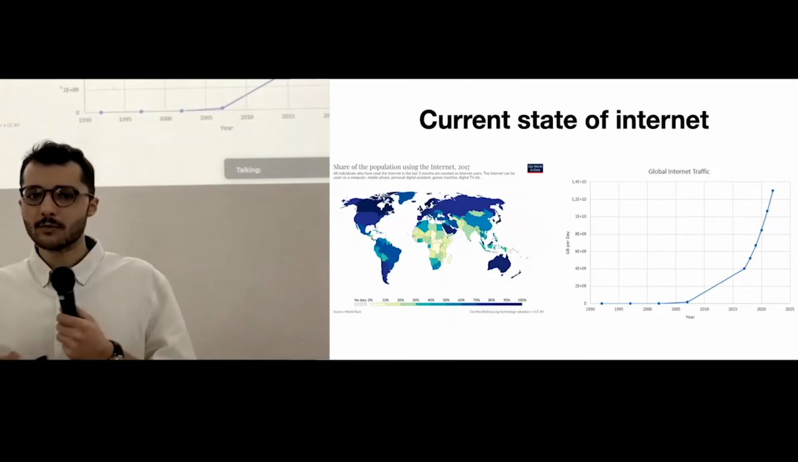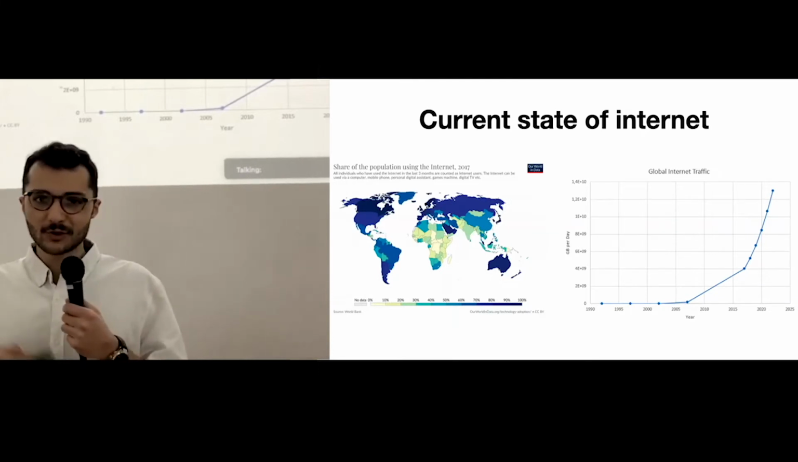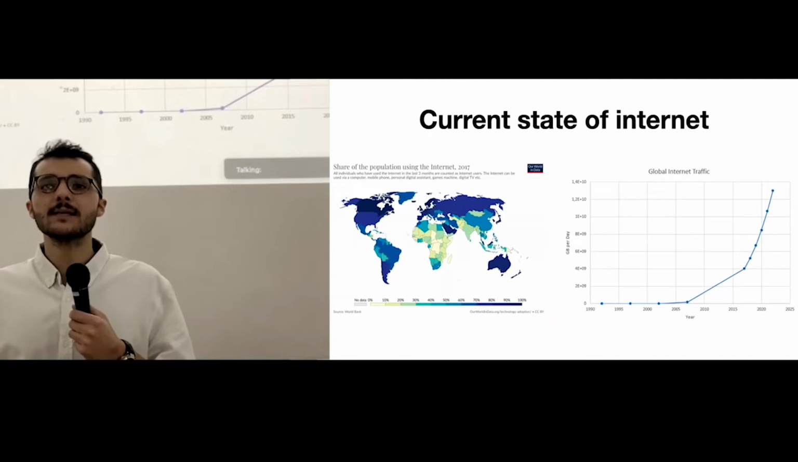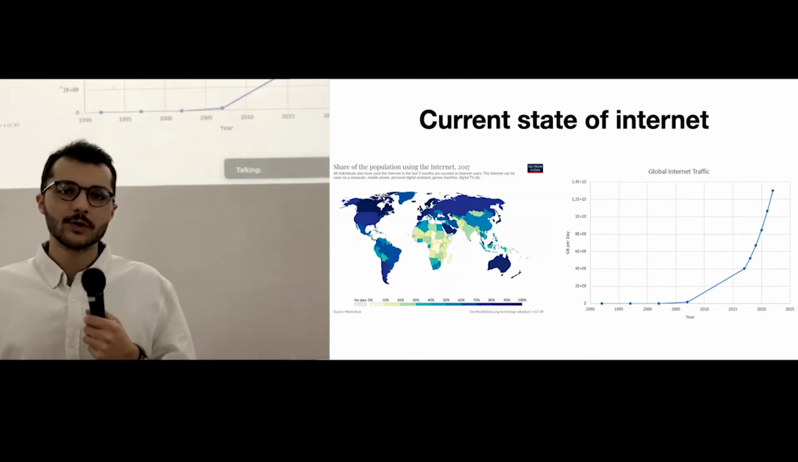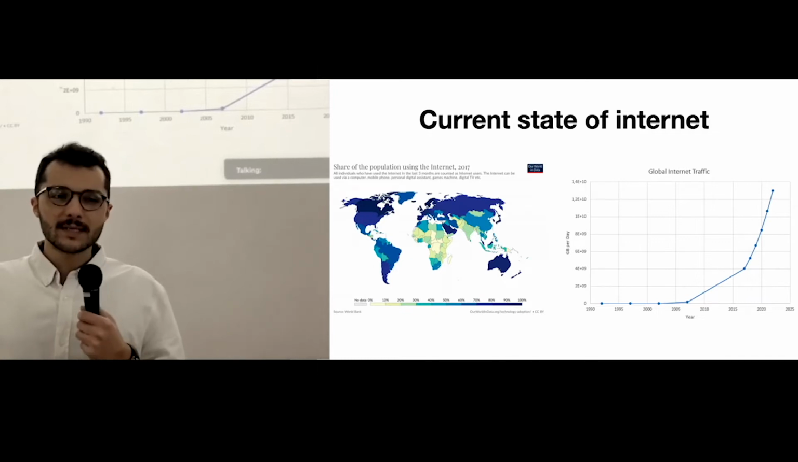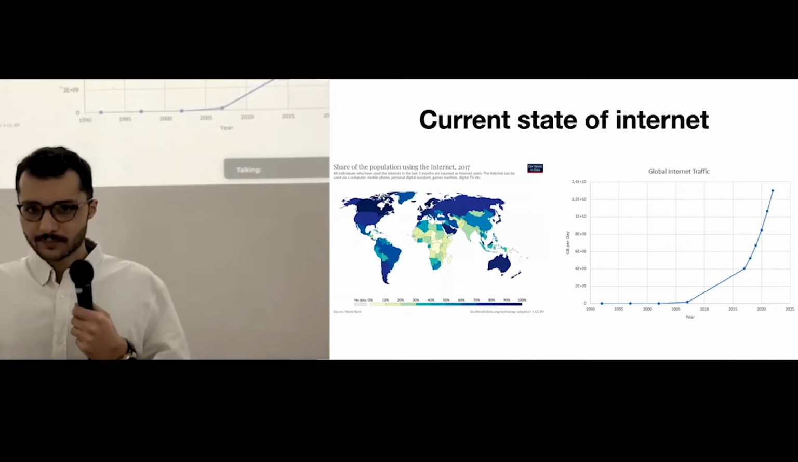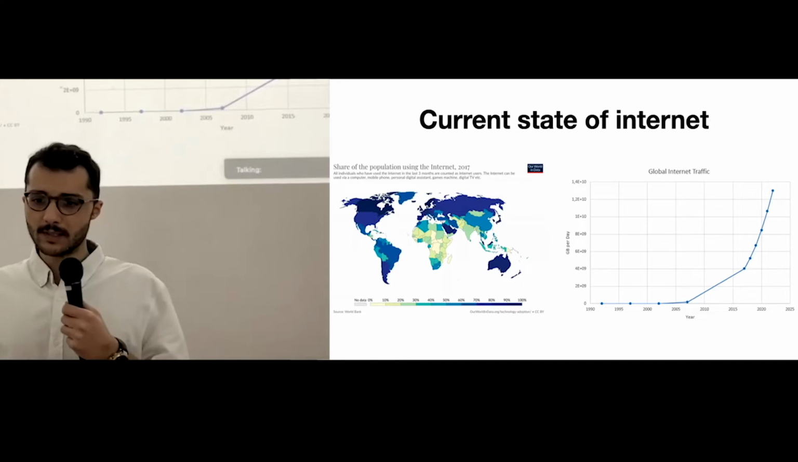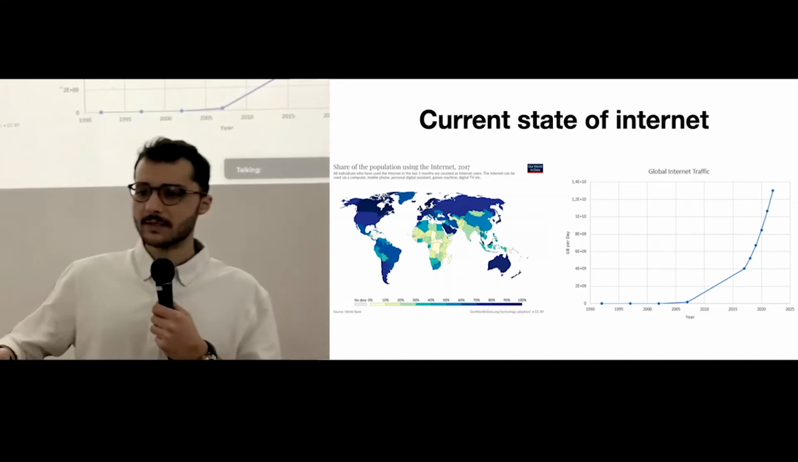I'm not saying we should drop the solution of increasing capacity, but we should combine it with a different one to make the internet more efficient. And so we need basically a smarter network to work along with the evolution of the physical network.